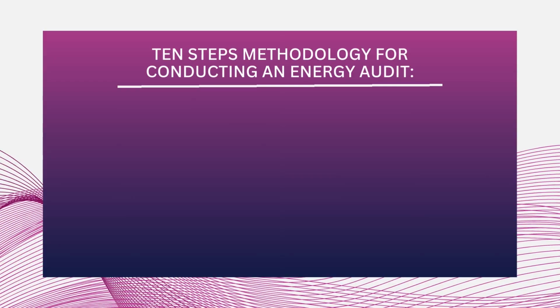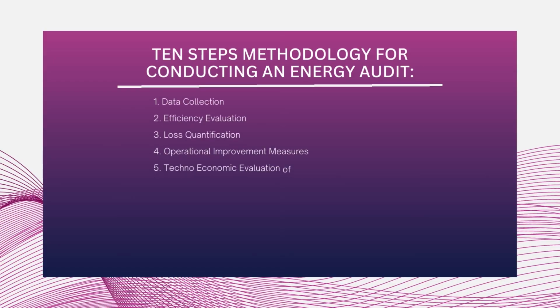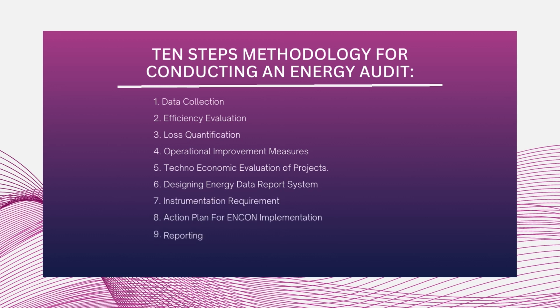Now, what are the steps involved in energy audit? They include data collection, second is efficiency evaluation, third is loss quantification, next operational improvement measures, then techno-economic evaluation of projects, after that designing energy data report system, then instrumentation requirement, then action plan for energy conservation implementation, then reporting and presentation to top management, and last but not the least, the implementation and follow up. So, this is the main 10 steps methodology for an energy audit.